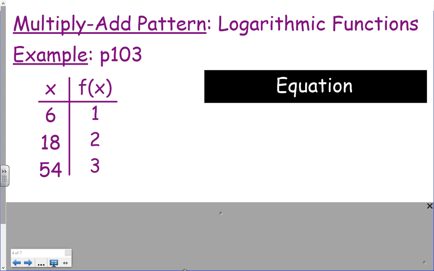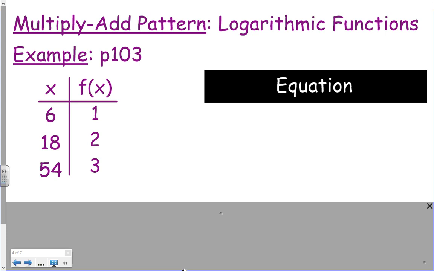Take a look at the example that they give you there on page 103. If we look at this piece of data that they give us, they gave us these values here: when x is 1, y is 6; 18, 2; and 54, 3. It looks like those are the values they've given us here.